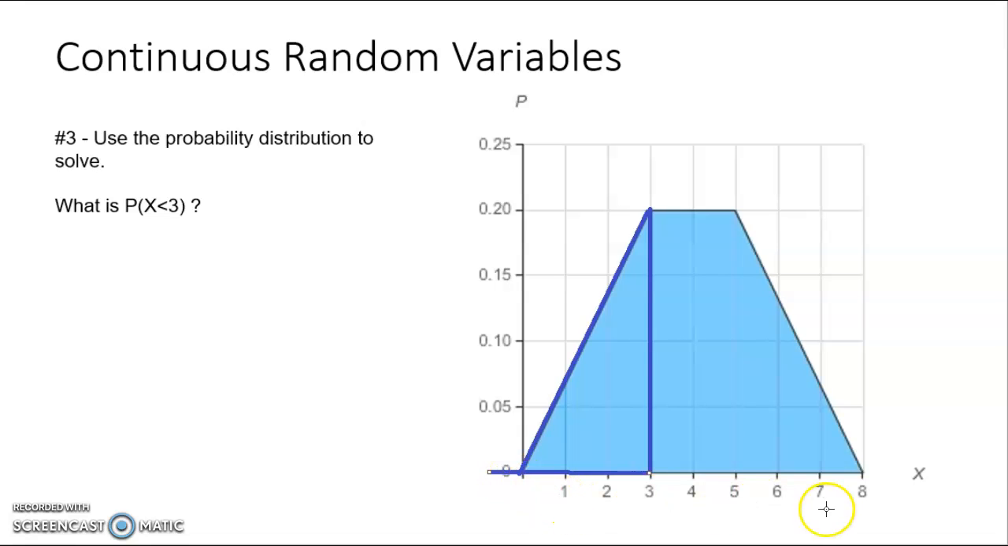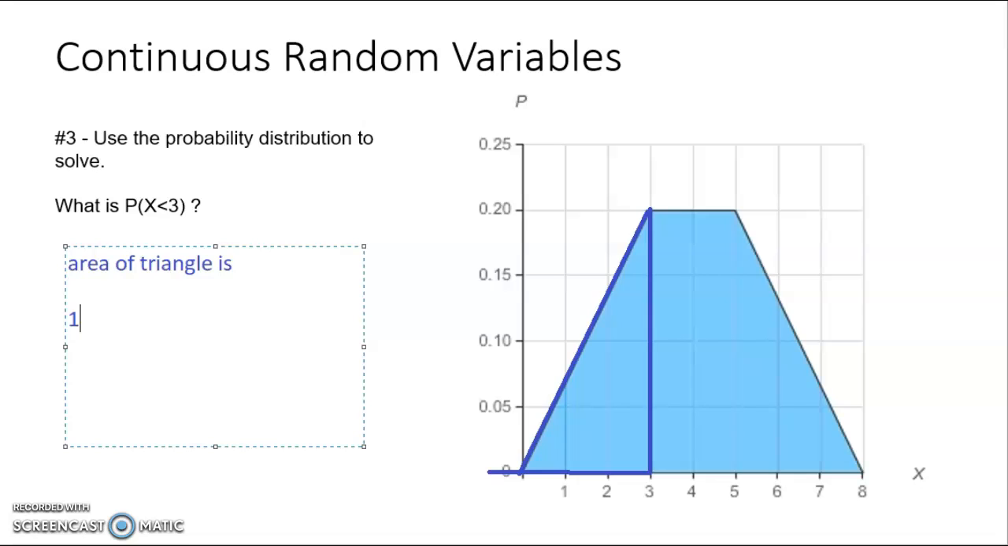And we do have an x-axis and a y-axis labeled for this one, so we do know the dimensions of this figure. This is a triangle. The area of a triangle is 1/2 base times height. Let's write that on the board. So area of a triangle is 1/2 times the base times the height.